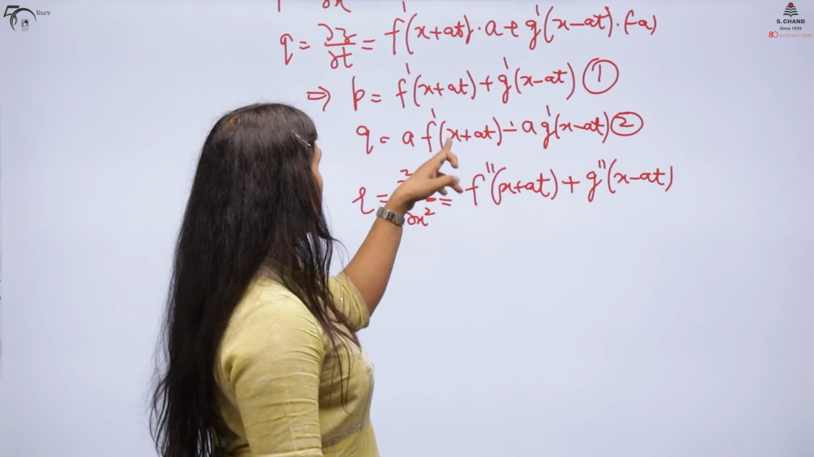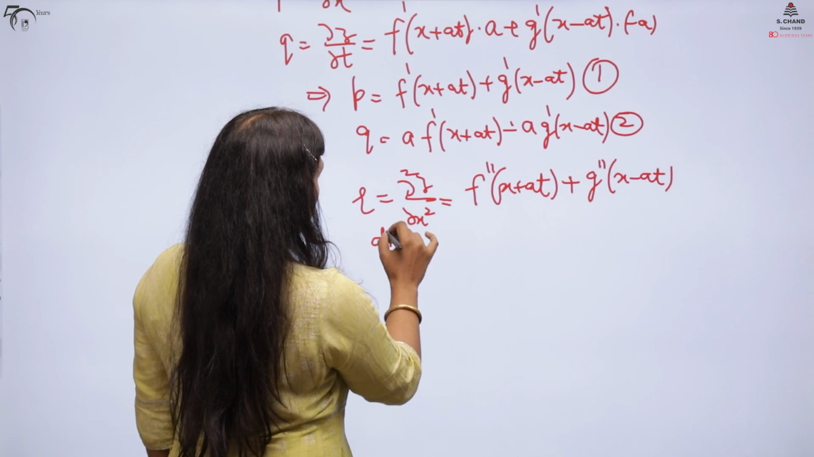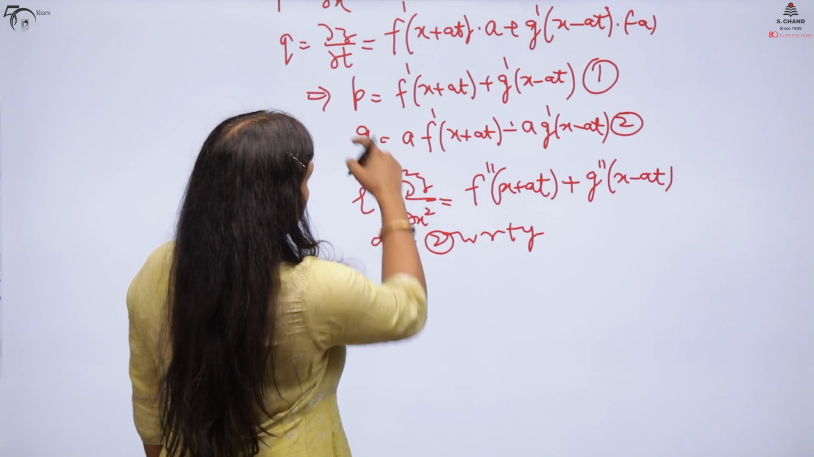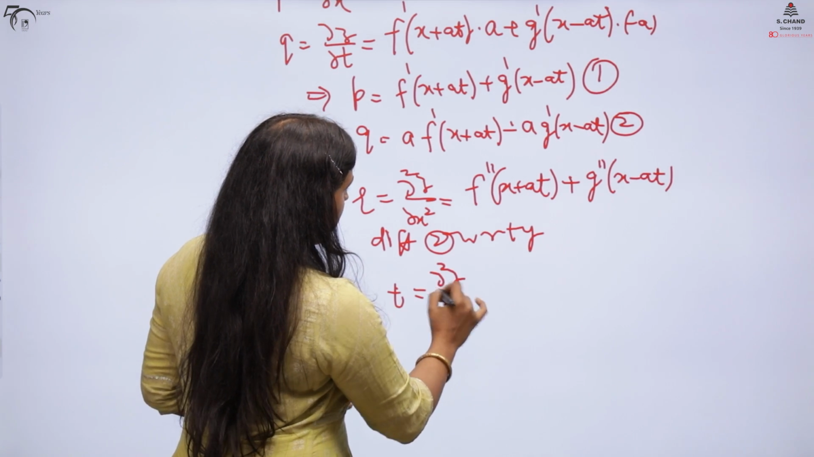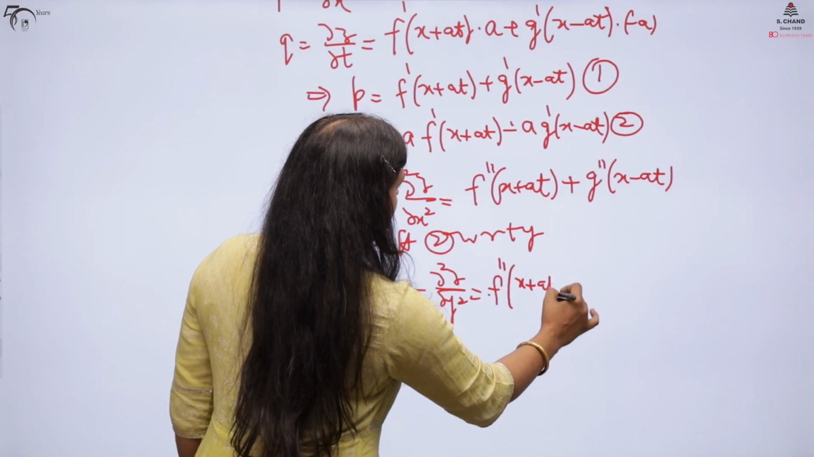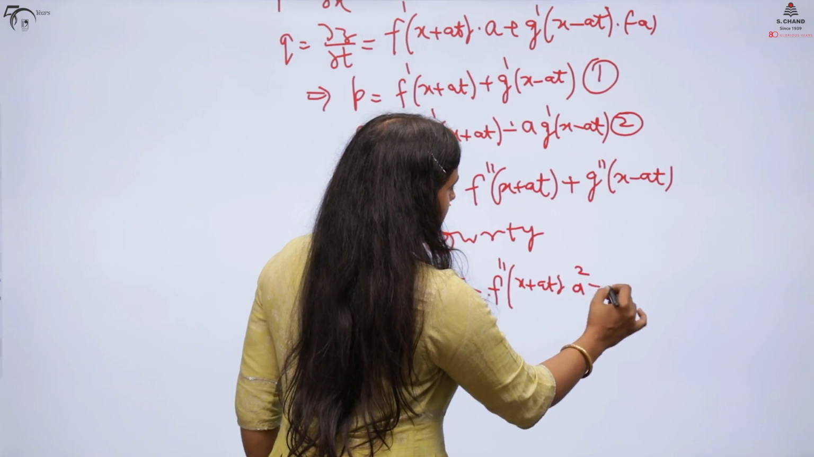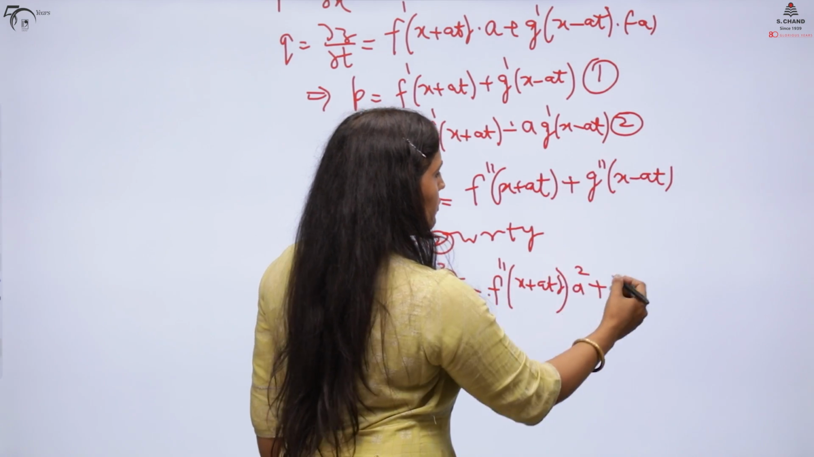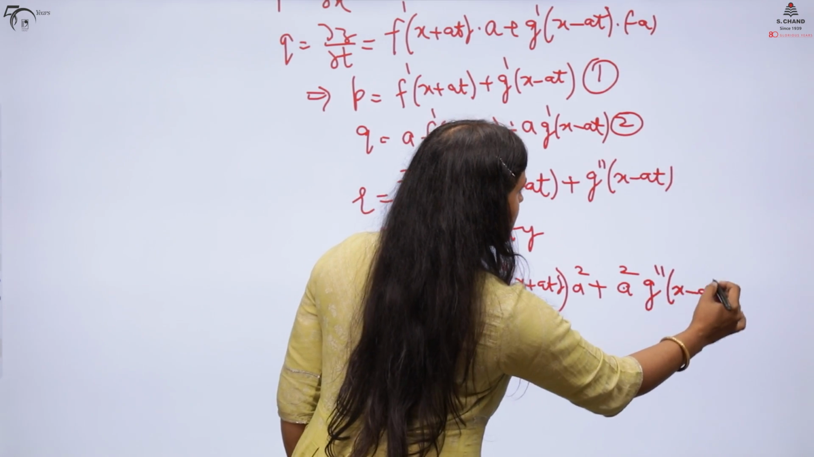Now differentiate equation 2 also with respect to y one more time. So what will it become? It will become t, that is del square z upon del y square. This will give me f double dash of x plus at. Then a we already have and one more a, so it means a square. Then from this, minus a we already have, and one more minus a will become a square, and g double dash of x minus at.